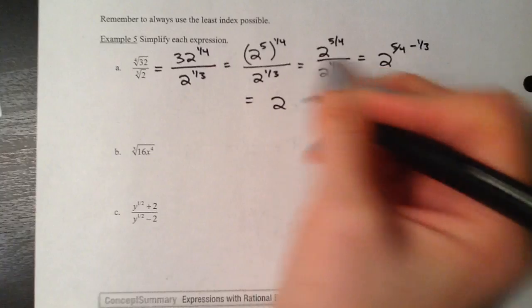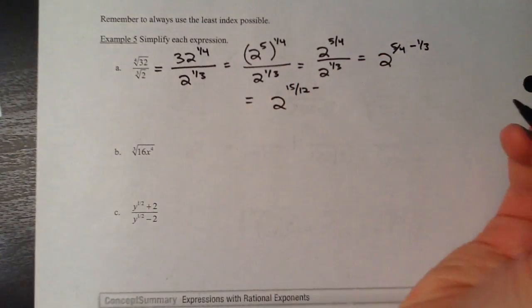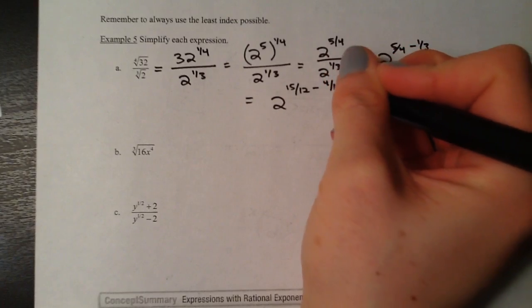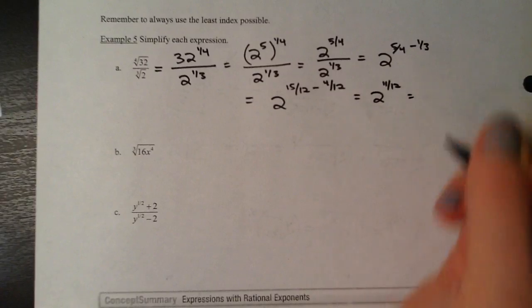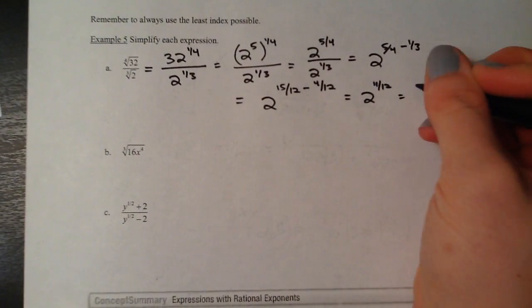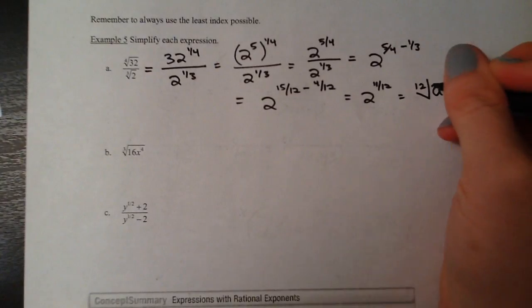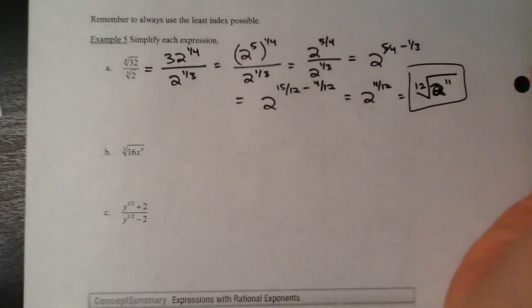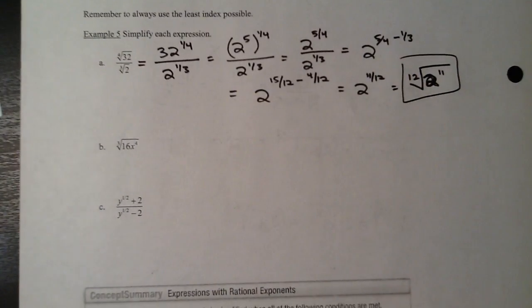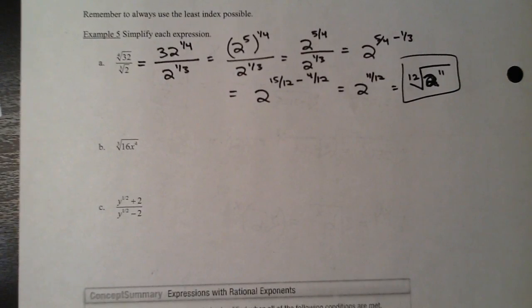So let's keep simplifying. Common denominator of 12. I'll have 15/12 minus 4/12. So I have 2 to the 11/12. Finally, that denominator of 12 becomes my index, and I'm taking the 12th root of 2 to the 11th. Okay, the 12th root of 2 to the 11th. I started to write that as an A because of our notation earlier. Just ignore that. It should be a 2.